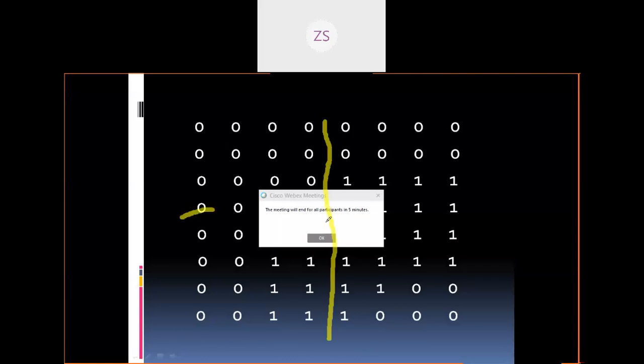Ma'am, I have one question. You say if we split this part, this part and this part will not merge. Which part? This part and this part. I didn't get you actually. I have to check the solution again.